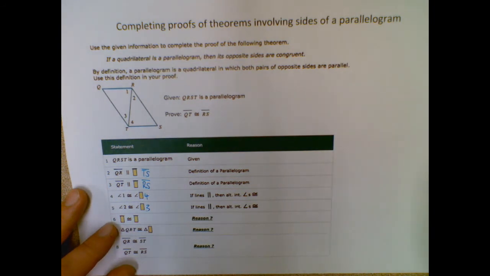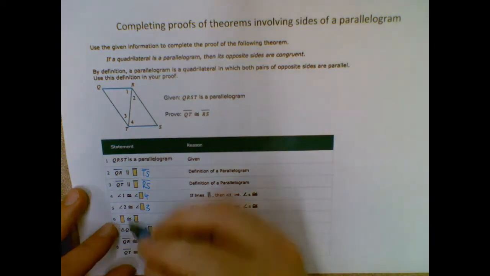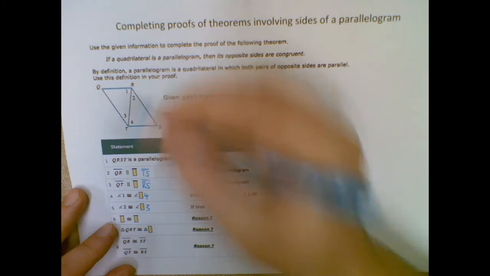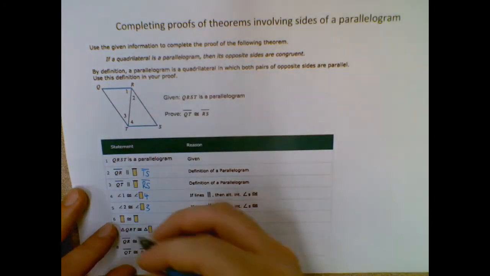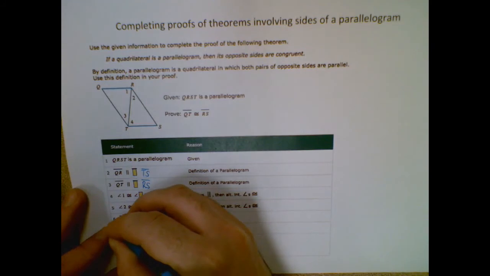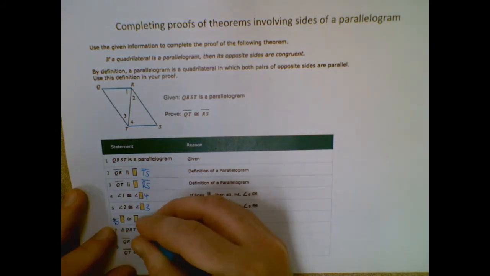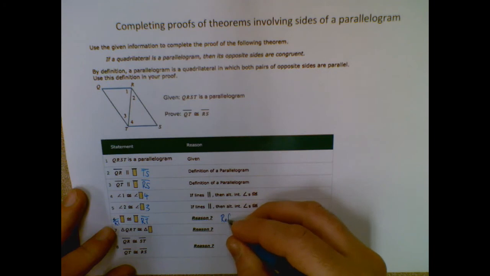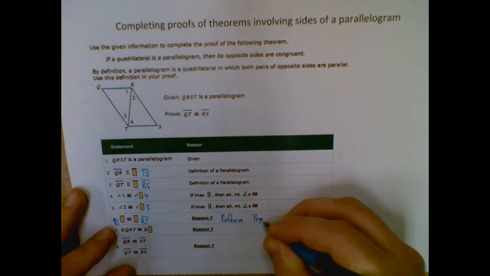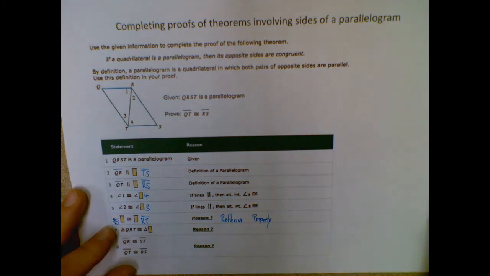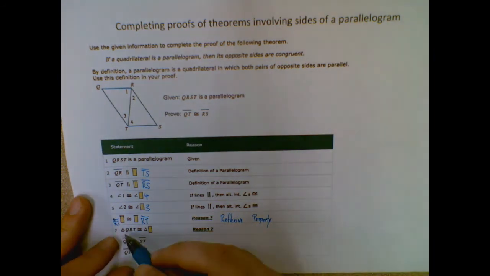So what am I going to get there? Well, I think the only thing I can say for sure is RT, you could say RT is congruent to itself. And that is the reflexive property. Anytime something is congruent or equal to itself is the reflexive property. Okay, I can see where I'm going here.